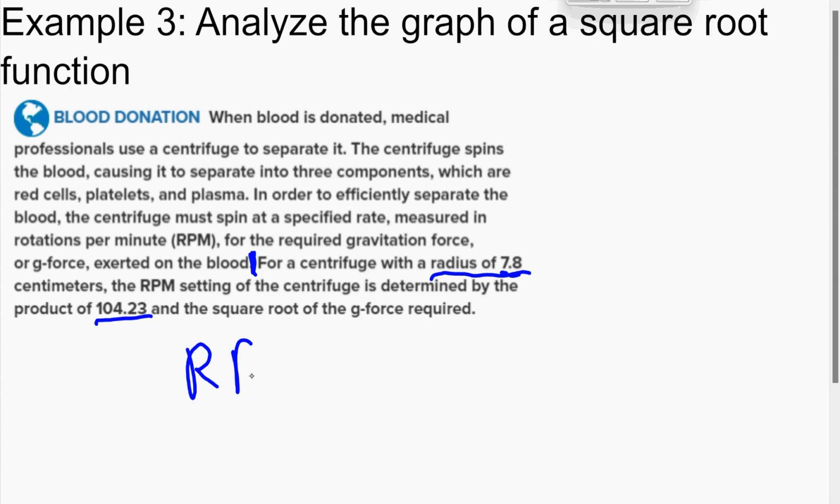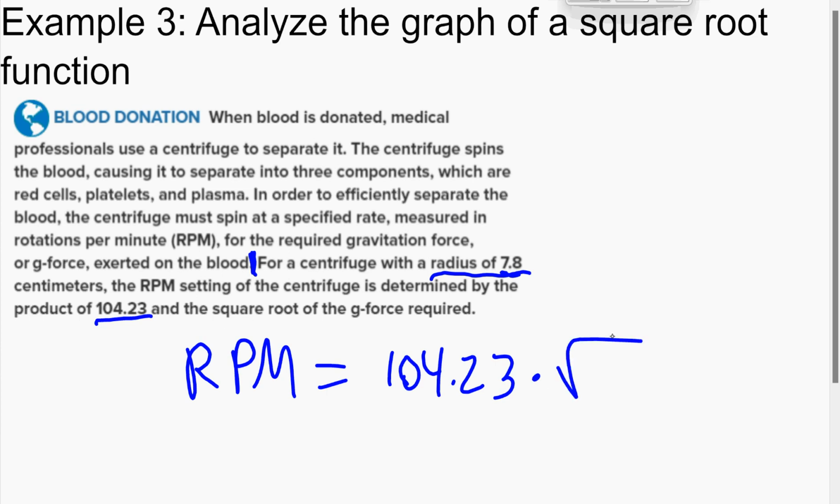So if we want the RPM is equal to the product of 104.23 times the square root of the g-force, which I can just use g for g-force. Bam! There's my radical. Done. Now I can analyze it and say what the domain is. I'm not going to have a negative g-force, right?